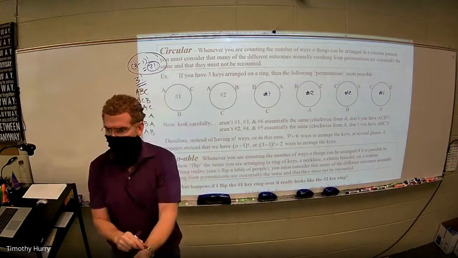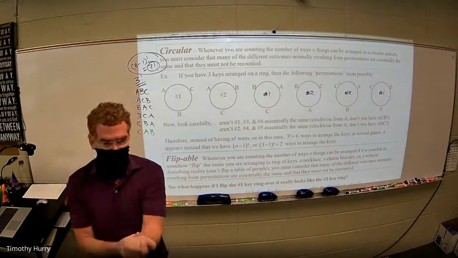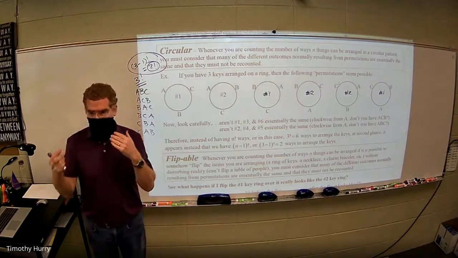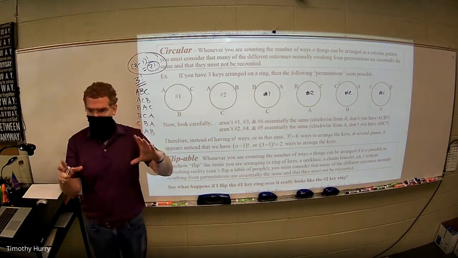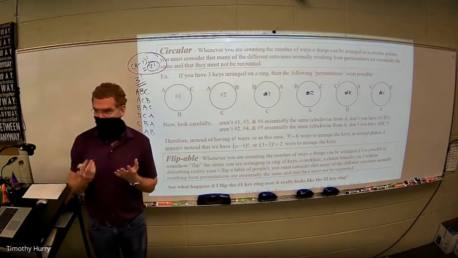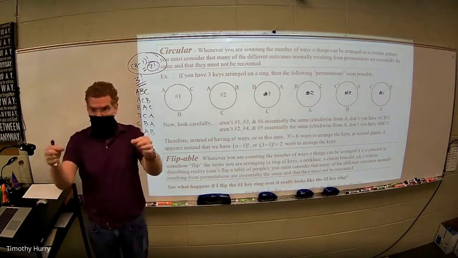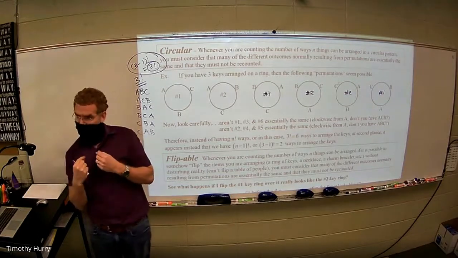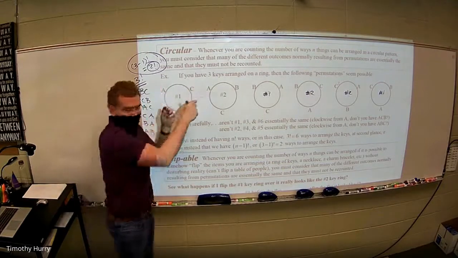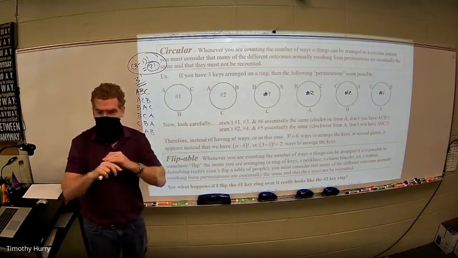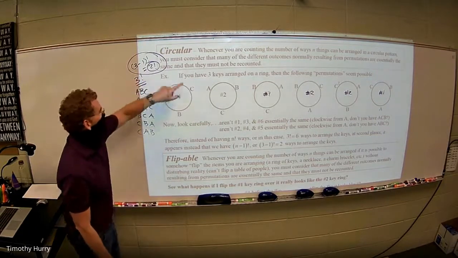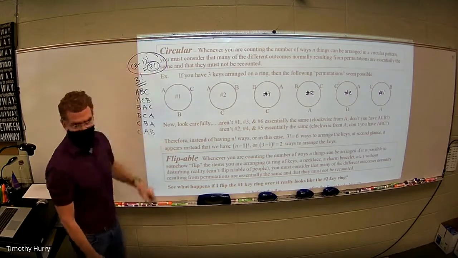This could be charms on a round bracelet. This could be things hanging off of a necklace. If you're counting the ways that can happen in a circular situation, taking something on my necklace and rotating it around, technically I didn't really do anything to the way I put these on my necklace, right? It looks different, but I'm just moving things around this circle. So if you find that it's circular and there's nothing else going on, instead of saying how many things, 3 factorial, you're going to say how many things, decrease it by 1, then factorial.